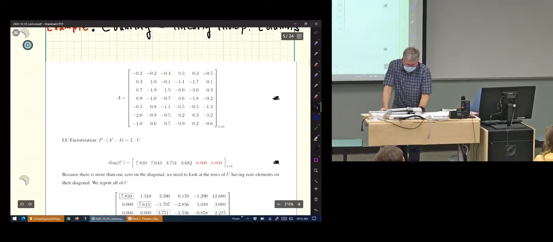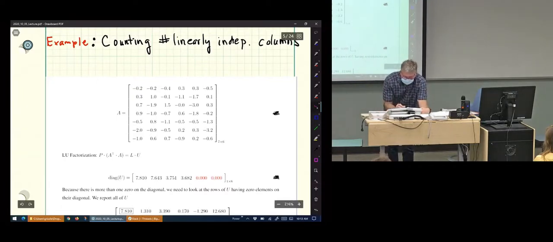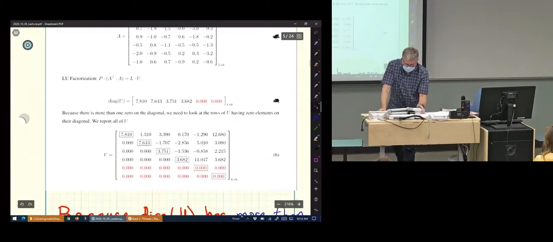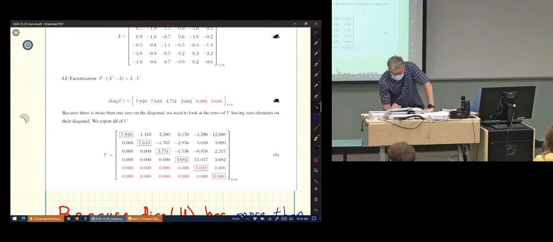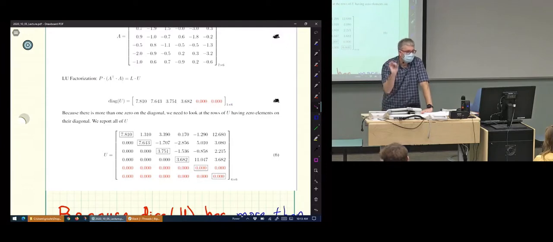Okay, here's one. 7 rows and 6 columns. So we form A transpose A. We stick it into Julia's LU factorization. This time we look at the diagonal of U, and there are 2 zero elements. So we don't know by just looking at the diagonal. You need to do the additional test.